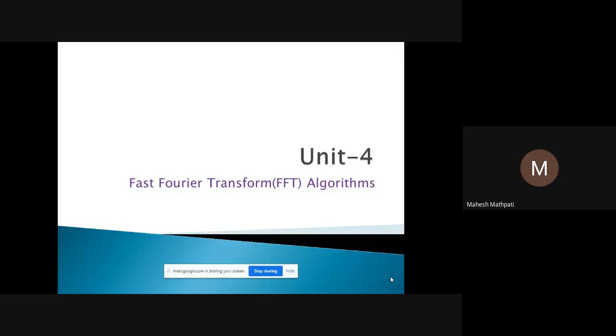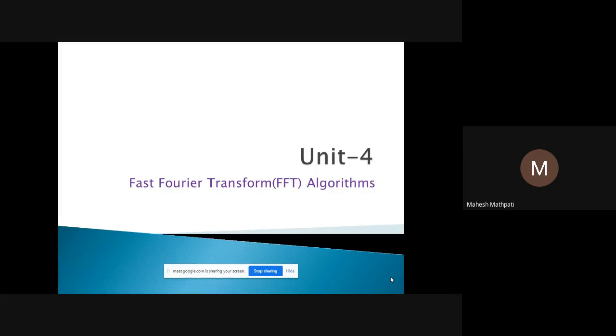Suppose n equals 32, 64 or 1024, then how many computations do we require for DFT? Hundreds of multiplications and hundreds of additions are required to perform this DFT as the value of n increases. The one advantage with FFT is that as the value of n increases, the computations are going to reduce. We will see how the computations are reduced with the FFT algorithm.